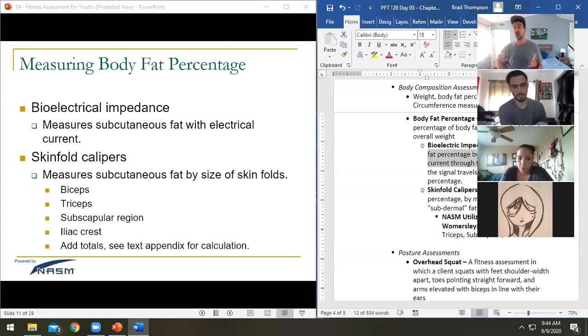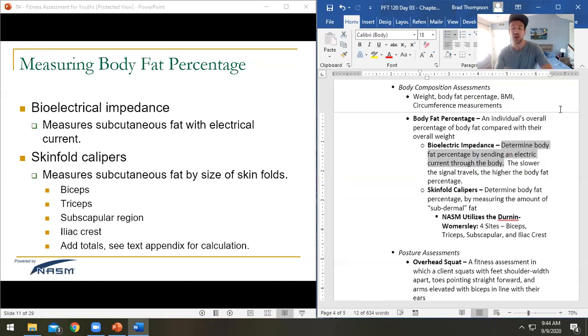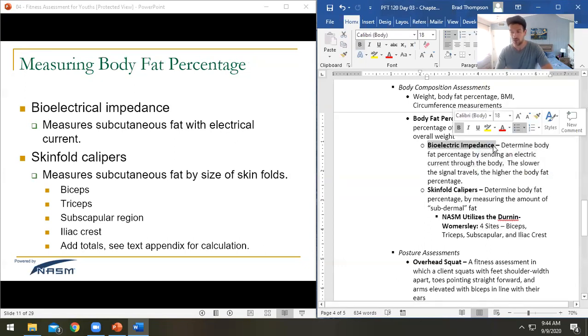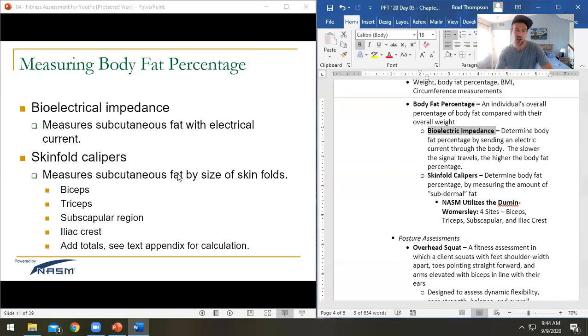So if you tell the scale that you weigh 180 pounds, it's going to go, okay, 180 pounds, the electric current should travel this fast. And if it travels faster than that, it knows the body fat percentage is low. And if it travels slower than that, it knows the body fat percentage is high, because the signal that traveled slowly did not conduct very well. There was a lot of fat tissue instead of a lot of conducting tissue. So that's how bioelectric impedance works, if you've ever wondered how those body fat scales work.